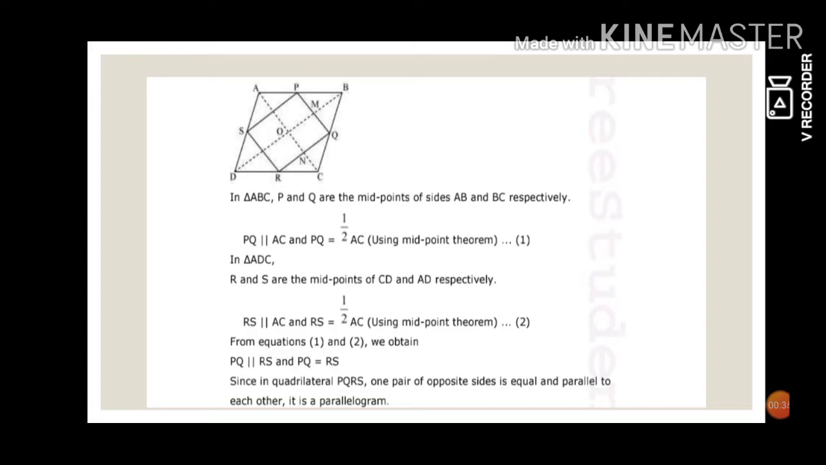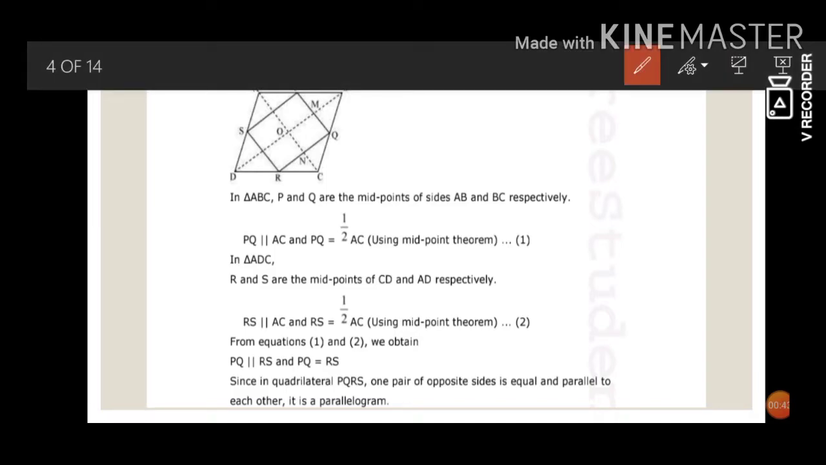This is the diagram and it is said that ABCD is a rhombus, and you can see the points P, Q, R and S are the midpoints of the sides AB, BC, CD and DA respectively. We have to show that PQRS is a rectangle. So first, in triangle ABC, P and Q are the midpoints of the sides AB and BC respectively. So we can say PQ is parallel to AC and PQ is half of AC using the midpoint theorem.